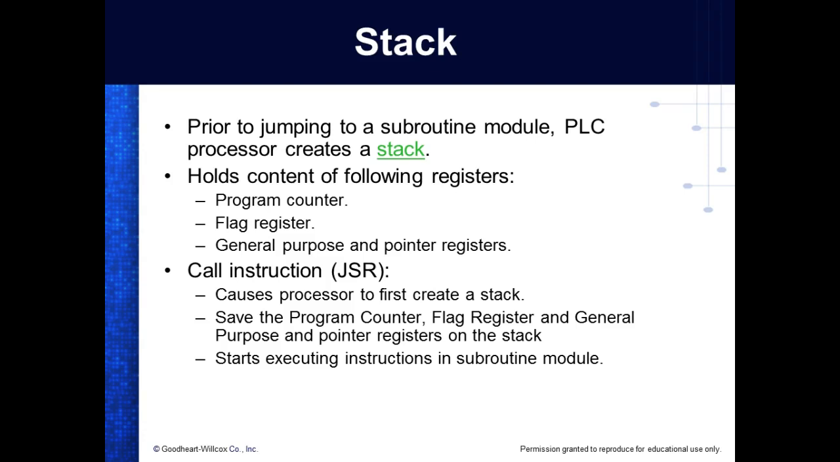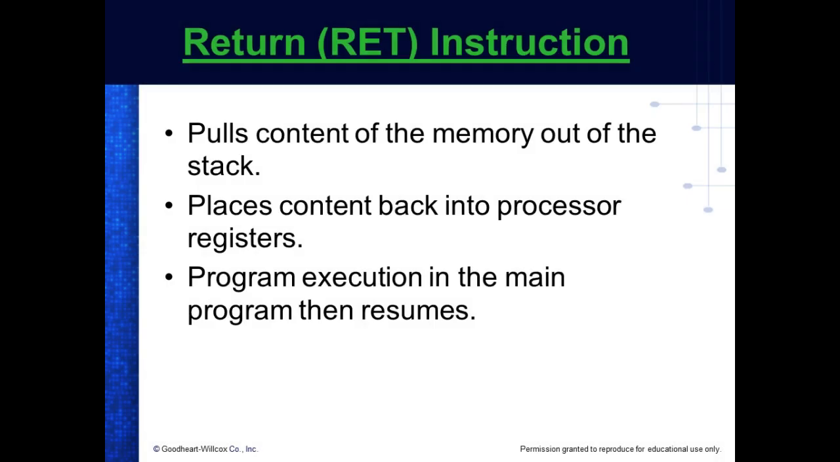The JSR causes the processor to first create a stack, save the program counter, flag register, general purpose register, pointer register, and start executing the instructions in the subroutine. And then what does it do when it sees the return? It just pulls all that information off the stack, right? This makes sense? Everybody's okay so far? It pulls the contents of the memory out of the stack, places the contents back in the processor registers, and program execution resumes in the main program.